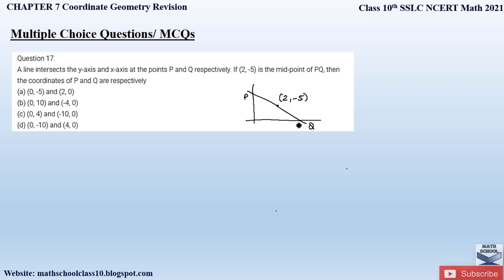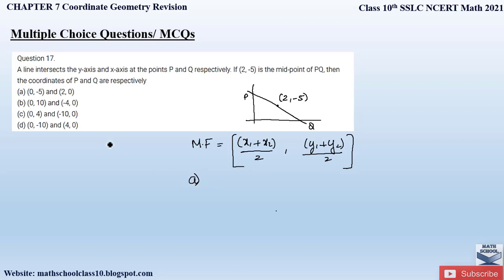So this question can be solved by using the given options. So here we should find out the midpoint. So midpoint formula is given by what? Midpoint formula is equal to (x1 plus x2) divided by 2. This is the x coordinate, and the y coordinate is (y1 plus y2) divided by 2. So here we have to find out the coordinates of P and Q such that its midpoint is (2, -5). So from the given options we will check which two coordinates will give you this midpoint (2, -5).